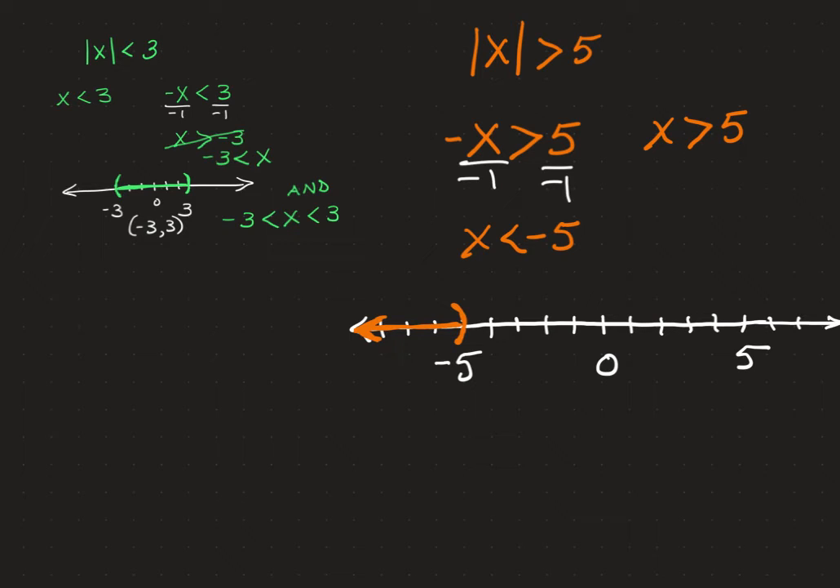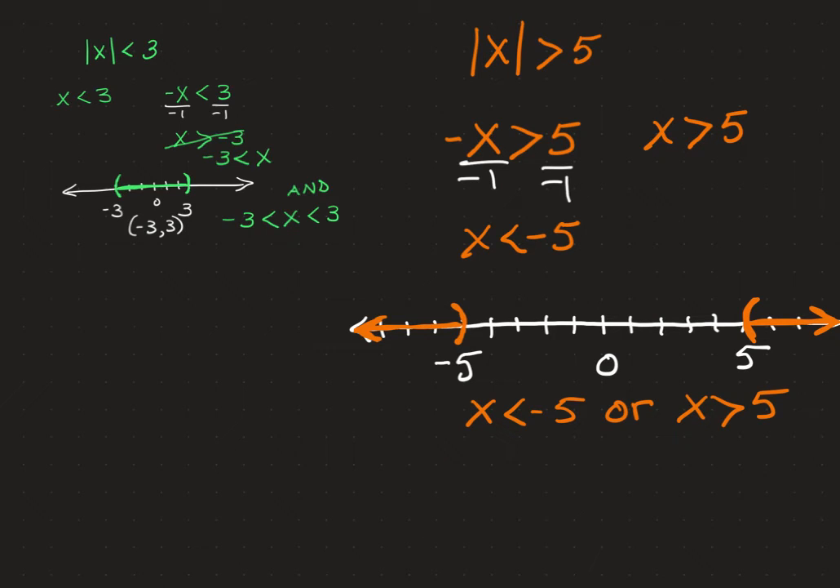But wait a minute. Also, from here, values that are greater than 5 will solve this. Now, the tricky part here is that you can't have one number in both areas, can you? So here we have to use a slightly different statement. If we're using the inequalities, we have to say x is less than negative 5 or x is greater than 5.